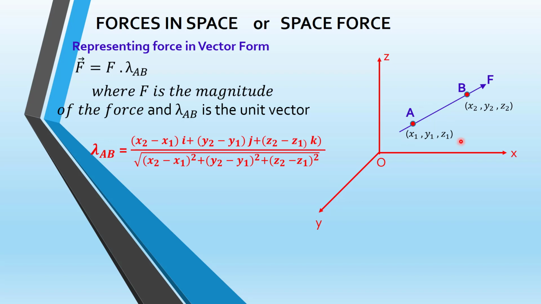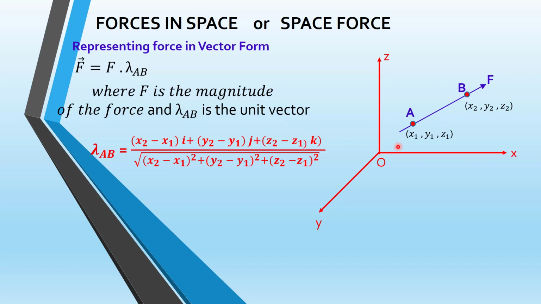Okay. Now here one point is very important and that is to be kept in mind. In our case, A is the originating point and B is the final point. So while finding the difference of coordinates, we must subtract the coordinates of the originating point from the final point. That means when you find the difference of coordinates, we will be subtracting x1 from x2, y1 from y2 and z1 from z2.